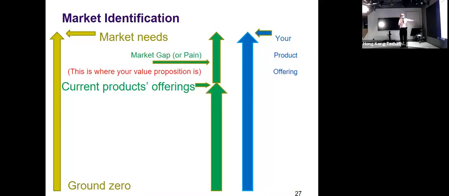The market needs the green one, current product offering, that is the gap, the red one. This is where the value proposition is. You propose a value to satisfy some of the needs that your competitors are not offering. So that is your market niche. So that is the market pain. And then you do the loser.